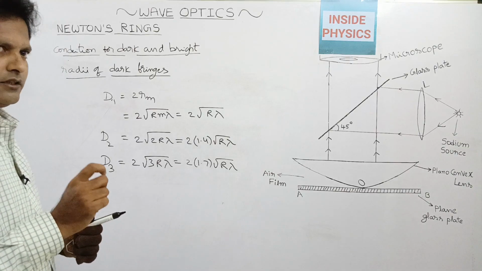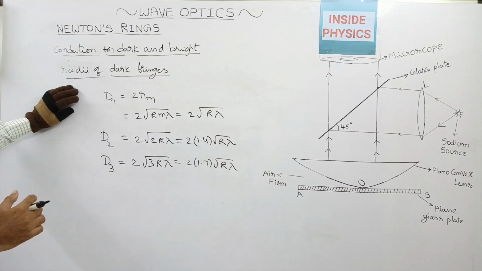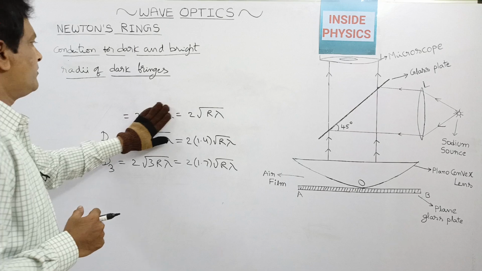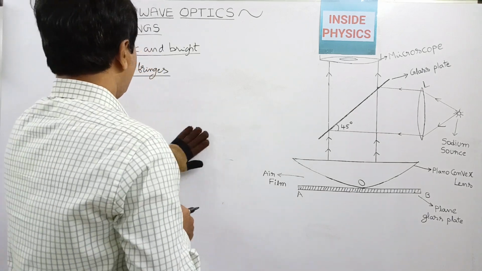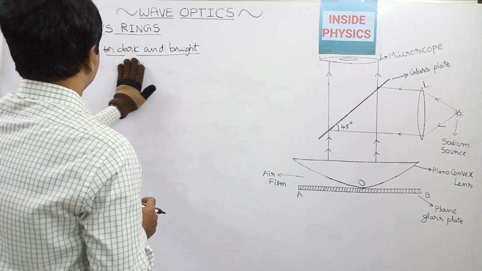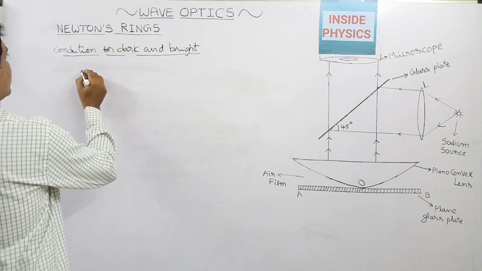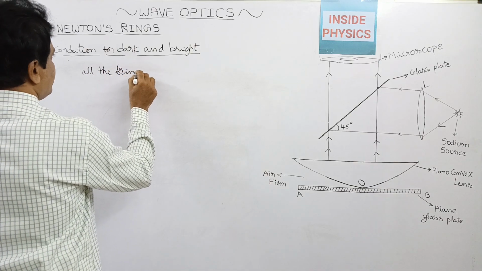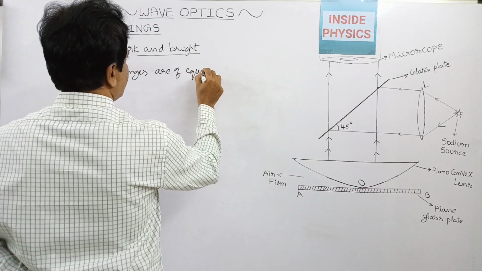Okay. So what about the equal thickness of fringes? We understood now the fringe spacing will decrease when you are moving to the higher order fringes. What about the thickness of the fringes? So all the fringes are of equal thickness. That's what Newton's rings are all about. All the fringes are of equal thickness.